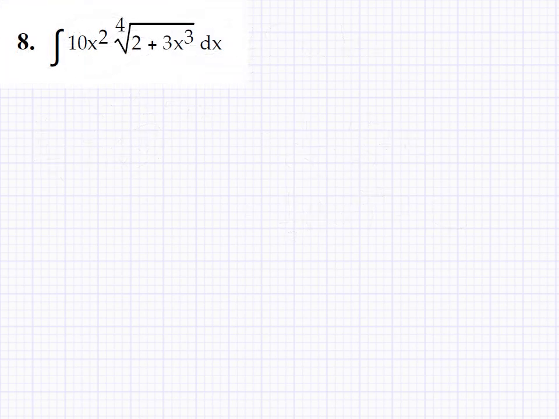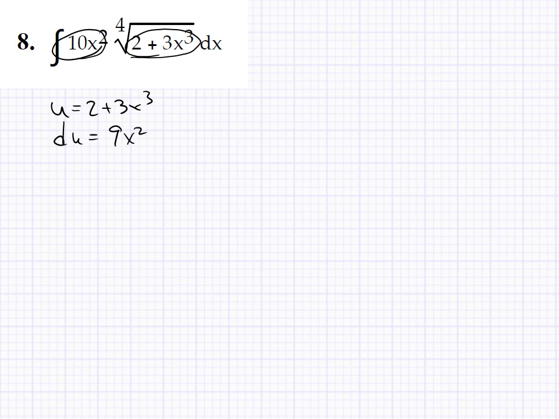Yeah, let's look at this one. Another substitution. You got to recognize these as substitution because you see a function and that function's derivative inside the integral. So if I let u equal 2 plus 3x cubed, the derivative is going to be 9x squared. Now I got a 10x squared instead of a 9x squared. But we can make that work.